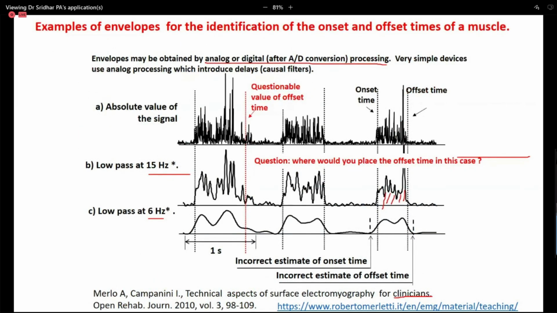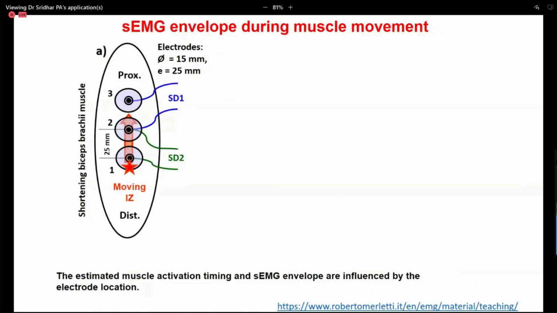So now we need to look into a different aspect. Here you can see that SD means a single differential. I take a single differential of this particular recording site, a particular muscle, where I want to estimate the activation to find the activation timing, and to see that the envelope is influenced by the electrode location. This is your biceps muscle, where I'm doing some kind of activity, and then you are trying to record. This is your location of electrodes.